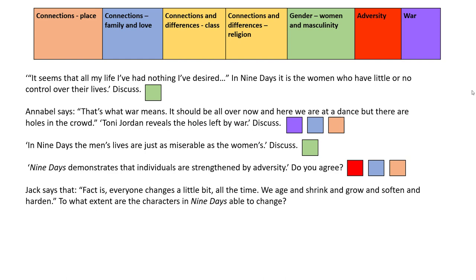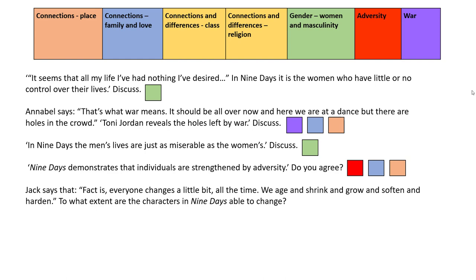Okay, let's have a look at the fourth one here. 9 days demonstrates that individuals are strengthened by adversity. Do you agree? Well, certainly, I'm running the same argument here. Certainly, adversity presents challenges. And some people, I'm going to blue now, can overcome these because they have the support and love of their family and they have strong connections to place.